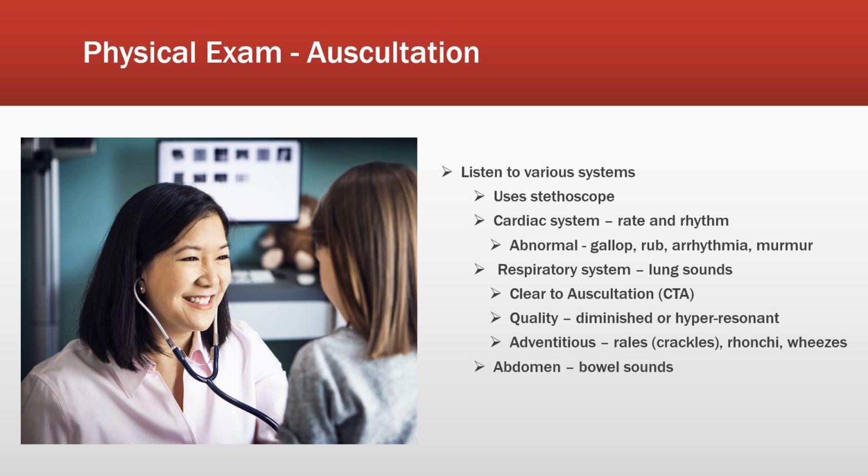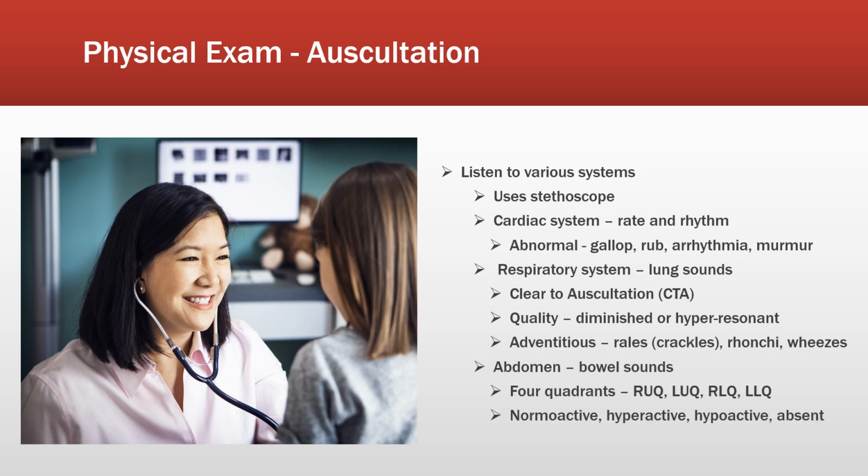Auscultation of the abdomen will then be performed to assess bowel sounds. This will be done in each of the 4 abdominal quadrants that are documented as the right upper quadrant, left upper quadrant, the right lower quadrant, and the left lower quadrant. These are abbreviated RUQ, LUQ, RLQ, LLQ. The quality of the bowel sounds will be noted as normoactive, hyperactive, hypoactive, or absent.